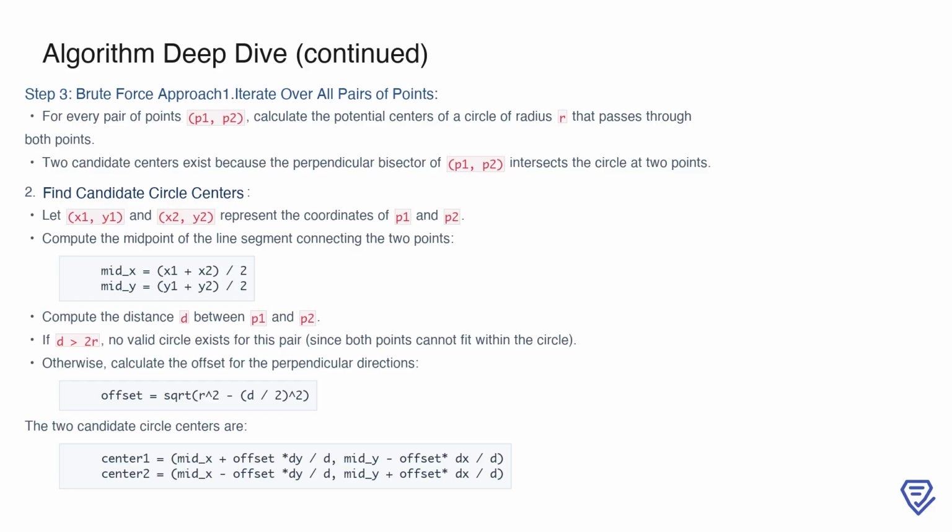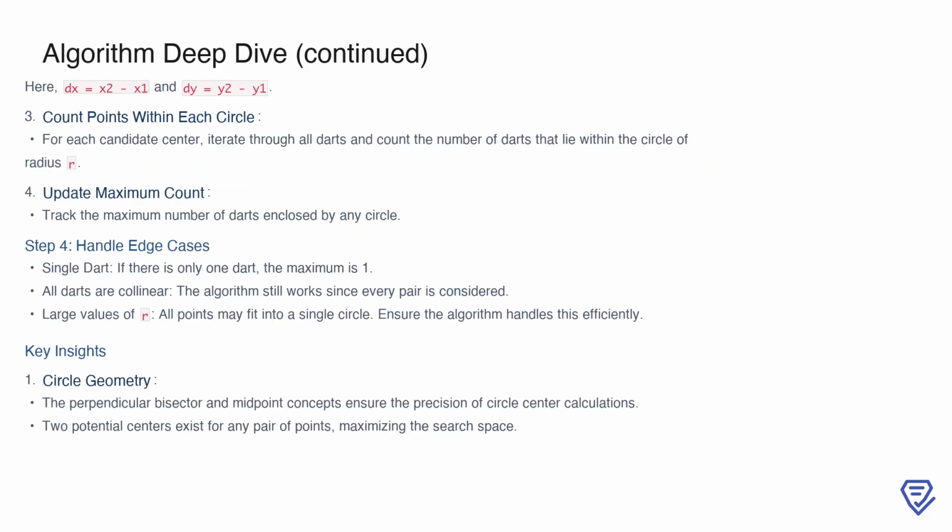However, if d is less than or equal to 2r, we calculate the offset for the perpendicular directions. This offset is determined by taking the square root of r squared minus half of d squared. Using this offset, we derive the two candidate circle centers by adding and subtracting scaled components of the perpendicular slope to the midpoint coordinates. Here, the perpendicular slope components are calculated using dx and dy, which represent the differences in x and y coordinates between P2 and P1.